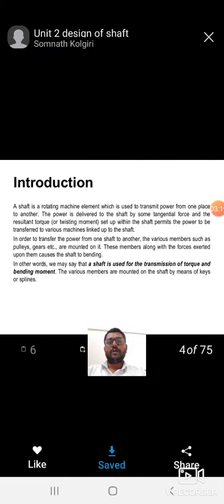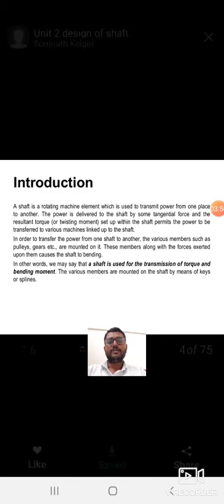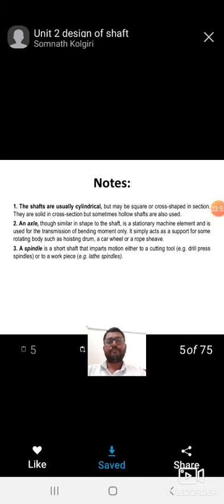And in order to transmit the power from one shaft to another, various members such as pulleys, gears, etc. are mounted on it. These members, along with the forces exerted upon them, cause the shaft to bend. In other words, we may say that a shaft is used for transmission of torque and bending moment. The various members are mounted on the shaft by means of keys or splines.